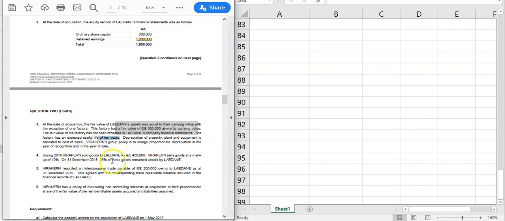Then we have intercompany sales during the year between the parent, Verakern, and the subsidiary, Ladane. We also then have an intercompany payable and receivable at the year end, and we're told the NCI is measured at its proportionate share of net assets. There are 2 ways NCI can be measured, either at its fair value, not in this case because we're not given it, or at its share of net assets.